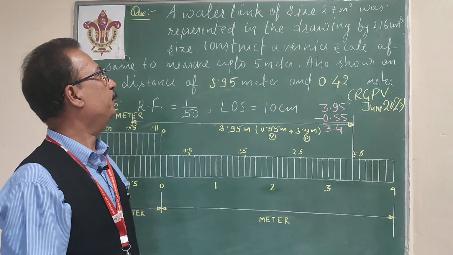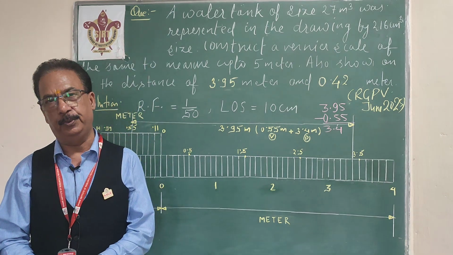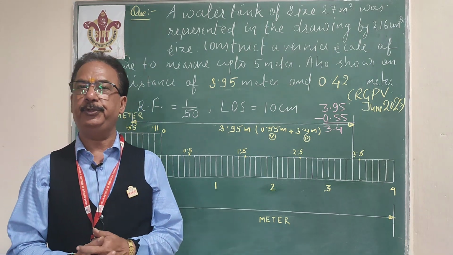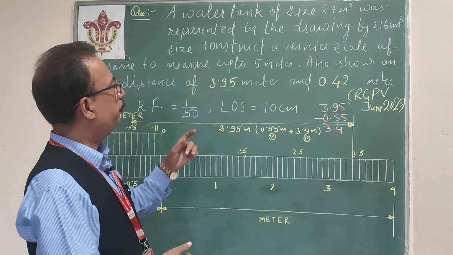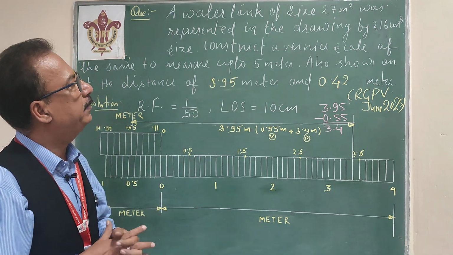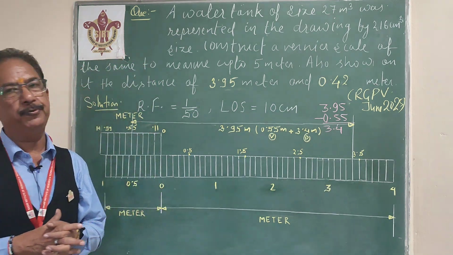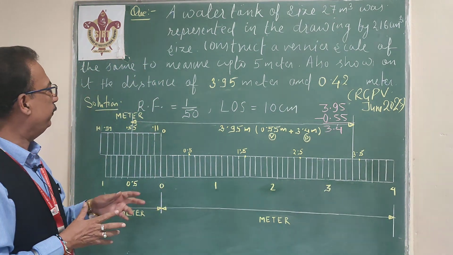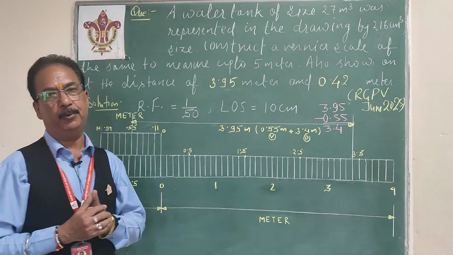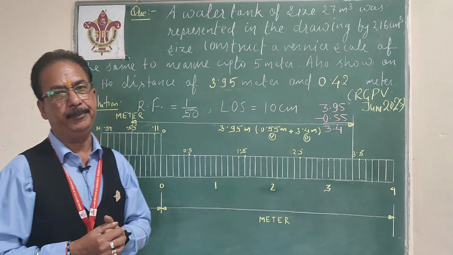Firstly, in this problem the proportion is given in the form of volume. So in the case of volume you have to take the cube root. The cube root of 216 centimeter cube will be 6 centimeter, and the cube root of 27 meter cube will be 3 meter. So we get the RF as 1 upon 50, and the length of the scale will be 10 centimeter.